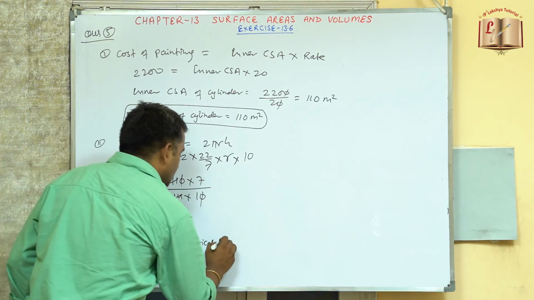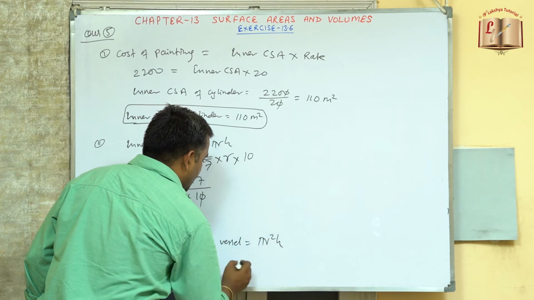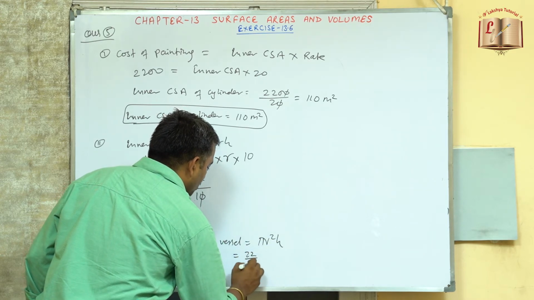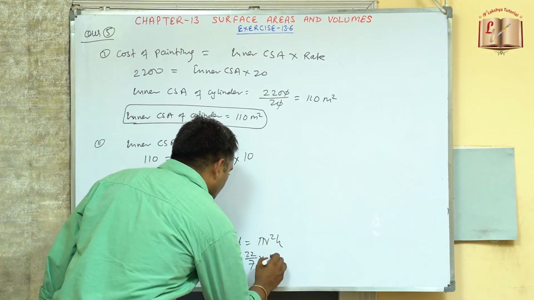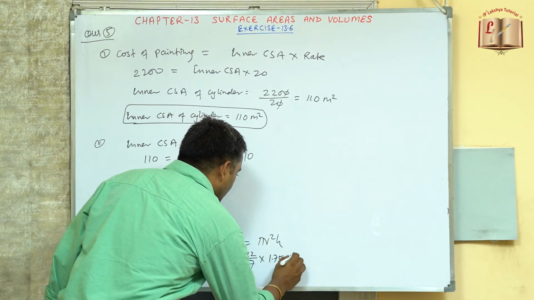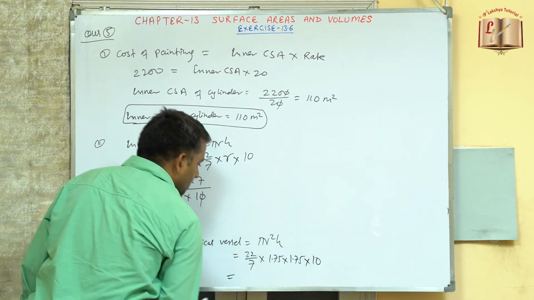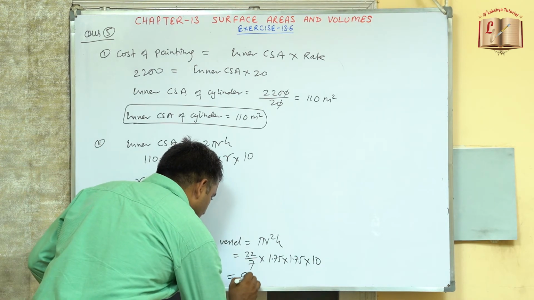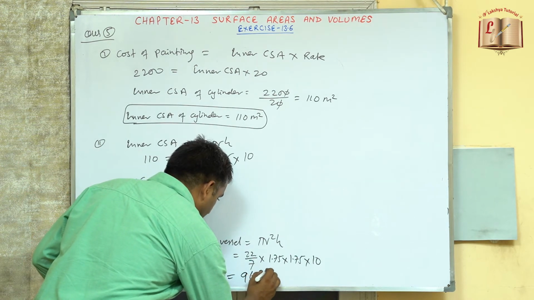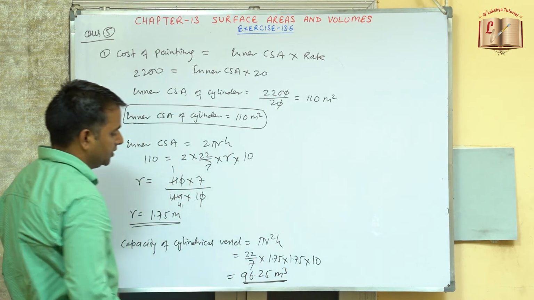So capacity of the cylindrical vessel is given as pi r square h. So this will be 22 by 7 into r square, r is 1.75 into 1.75, into h is 10. So this can be simplified, and we got 96.25 meter cube. So this is the capacity.